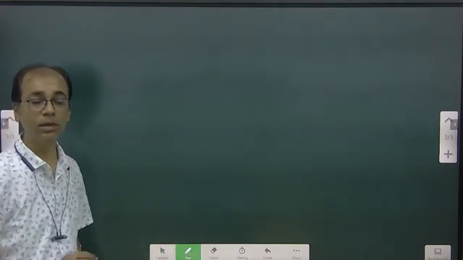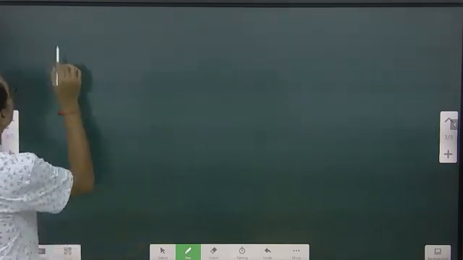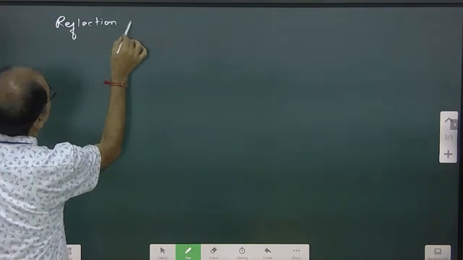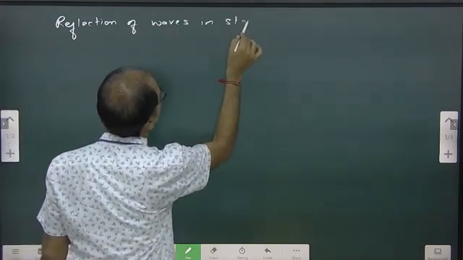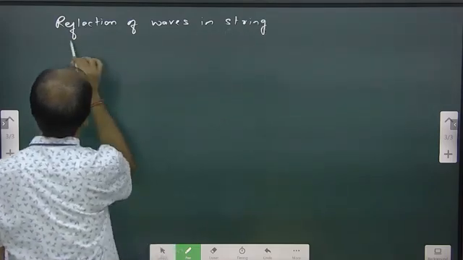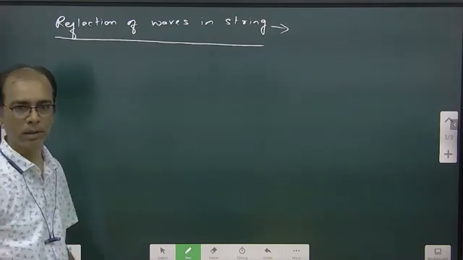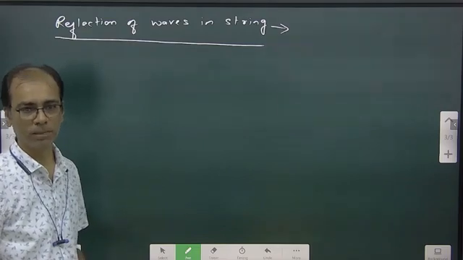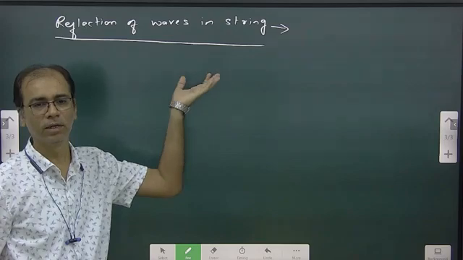Right, then where are we going? We are going to reflection of waves in string. We all know that waves get reflected. We have studied it in ray optics. They get reflected, so what is the phenomenon that we are going to see? We are going to see it through waves in string, because that is the way we can see it.